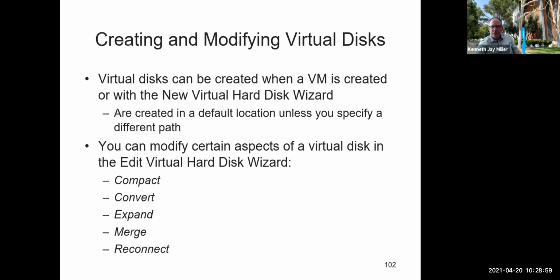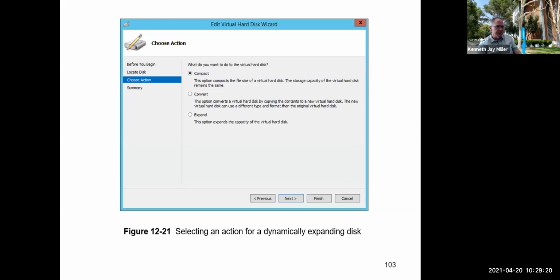All right. Now, a virtual disk can be created when a VM is created, or you can use the new virtual disk wizard. With the wizard, you can compact a drive, convert a drive, expand a drive, merge a combined drive, or reconnect to another hard drive. So here's the virtual disk wizard, and you can choose the action and go from there. Hopefully we won't have to do this on any of your hard drives. If we were using snapshots and differencing disks, we would have problems with this, but we're going to try to stay away from that to eliminate some of these problems.